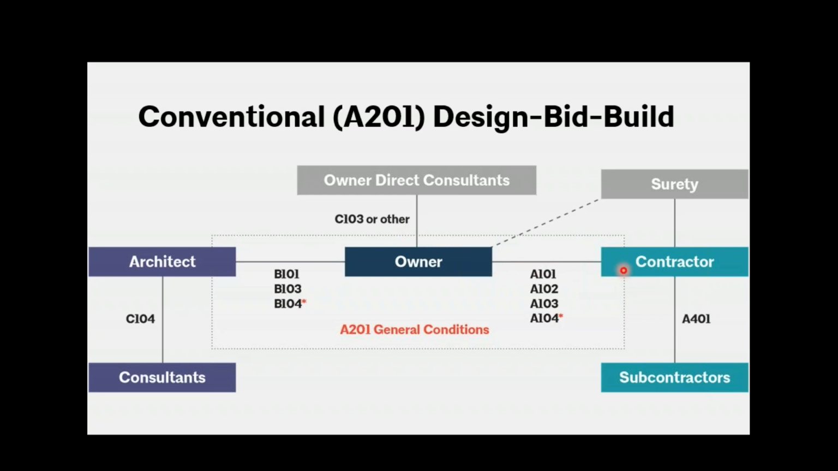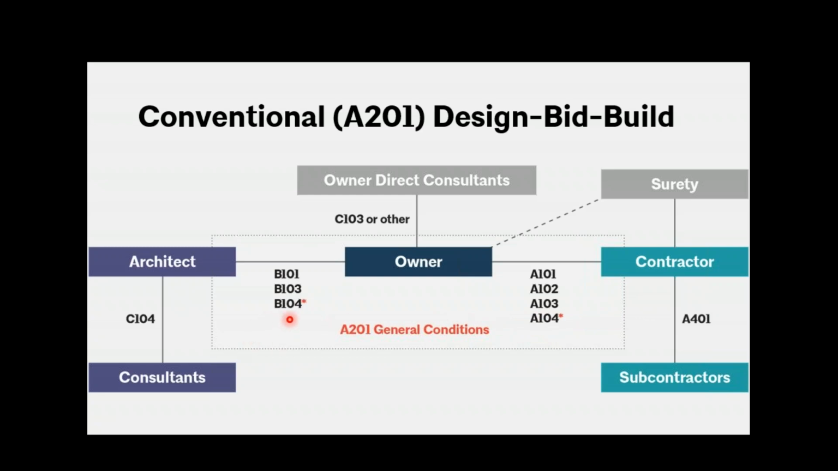But then you have owner-contractor agreement. So this is obviously for construction. And then the contractor can hire subcontractors. If there's a surety company involved, we do have some bond forms for that, like a bid bond and a performance bond and payment bond. So we do have some forms for that as well. So that's how this is set up.